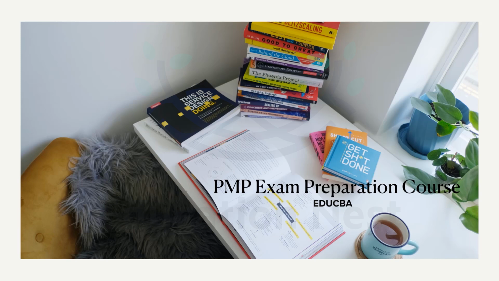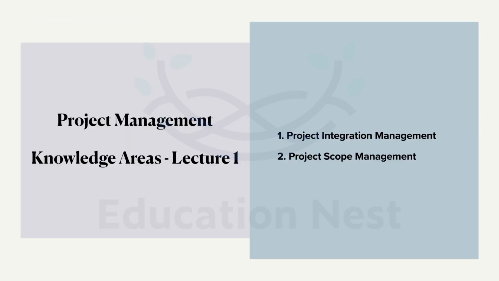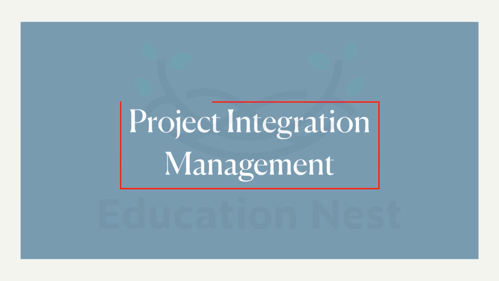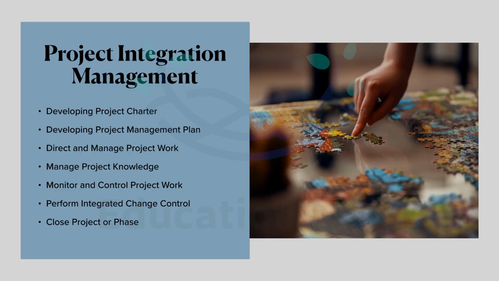So let's quickly jump in to topics. Knowledge management areas: project integration management and project scope management. Let's get started. Project integration management, as the name says, deals with consolidation of different activities. All those activities which are interlinked to one another are to be identified and gathered at one place to make a bigger sense.